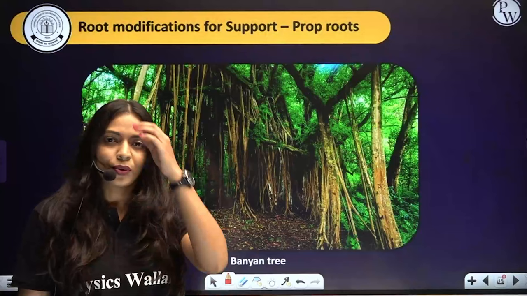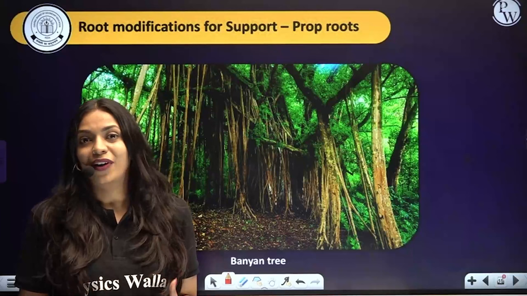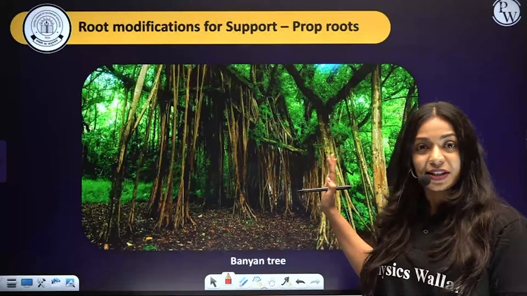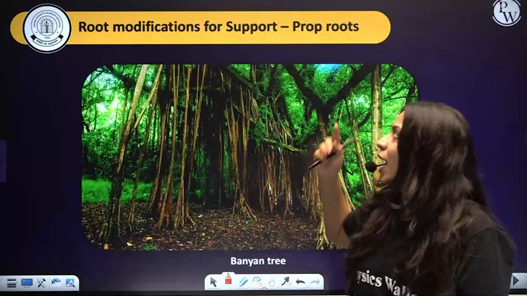Now, I told you about roots that help in providing support, right? Here is a beautiful example of that, and it is the banyan tree. Earlier, I also told you that a banyan tree has adventitious roots. I gave the same example for adventitious roots as well, because these roots don't arise from the radicle. So these are called prop roots, basically.